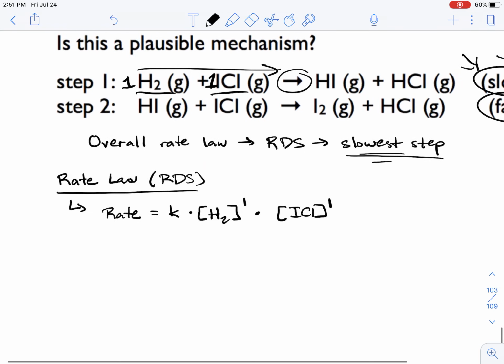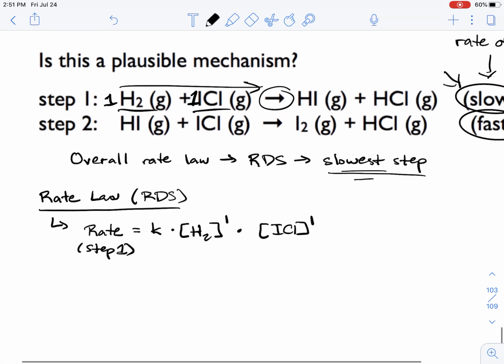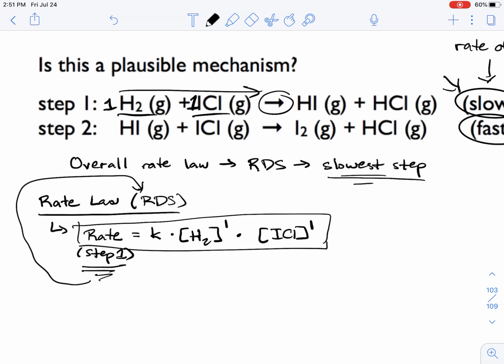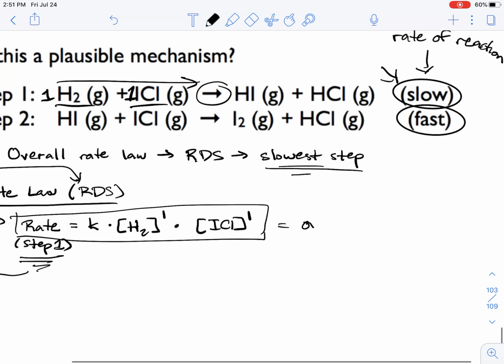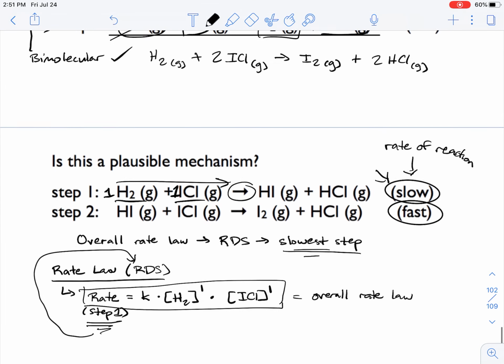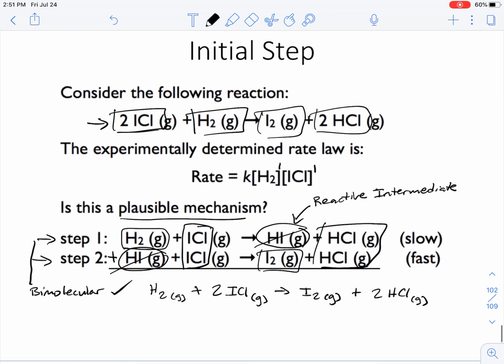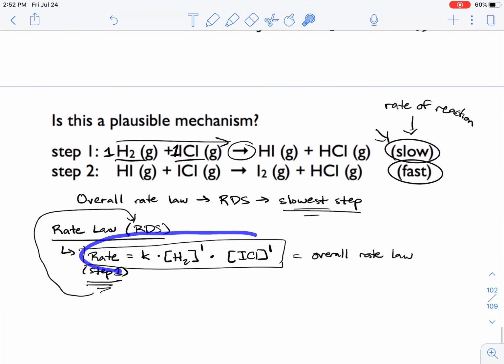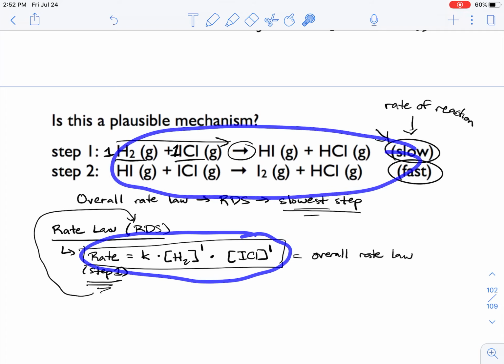And so since this is the rate law for step 1, the first elementary step, and it turns out that this first step is the rate determining step, if step 1 is a rate determining step, the rate law that you got from it is equal to the overall rate law for that chemical reaction. And so let's go ahead and compare that with the rate law that was determined experimentally. And so notice that the rate law that's determined experimentally is the same as the rate law that we derived from this reaction mechanism.